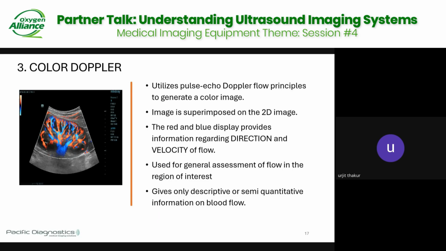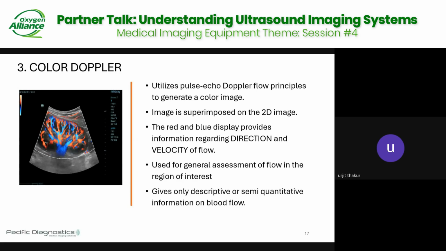Now, as you can see on the left side, this is a color Doppler. You have two colors that have been visualized. It utilizes pulse echo Doppler flow principles to generate a color image. The image is superimposed on the 2D image. So the initial image is drawn out, and then you superimpose the second image on it. As you can see, the two colors displayed are red and blue. One color displays the direction of the blood that is flowing, and the other displays the velocity of the flow.